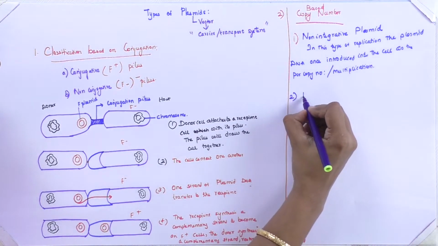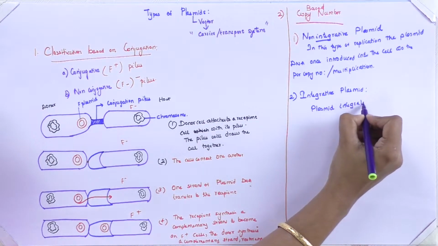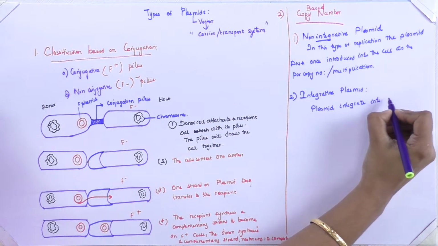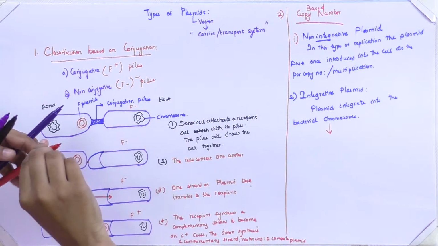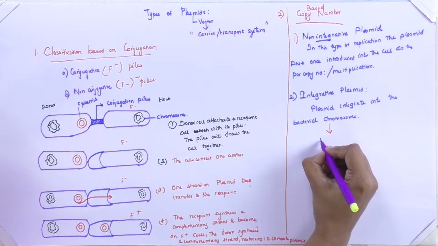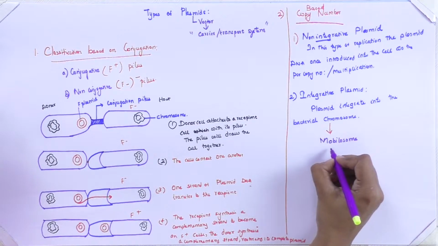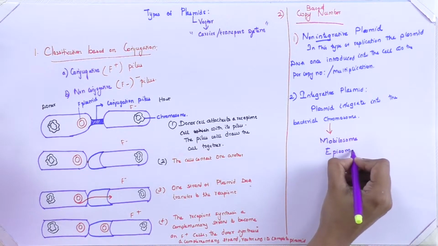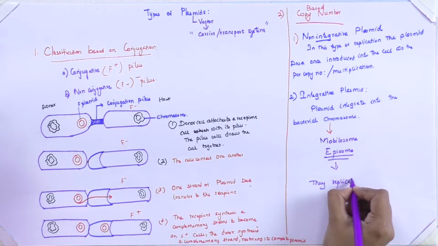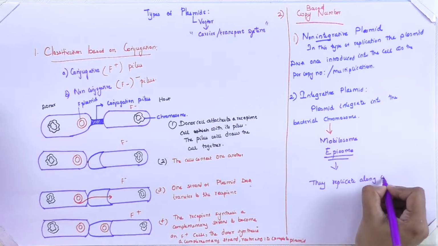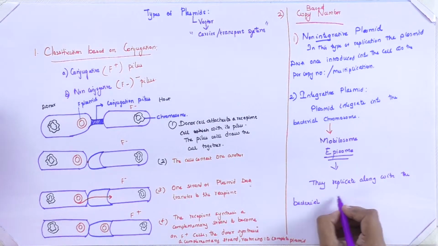But an integrative plasmid will integrate into the bacterial chromosome. Such plasmids are also known as mobilisome. We call it an episome or mobilisome. They replicate along with the bacterial chromosome. So this is the main feature of an integrative plasmid.